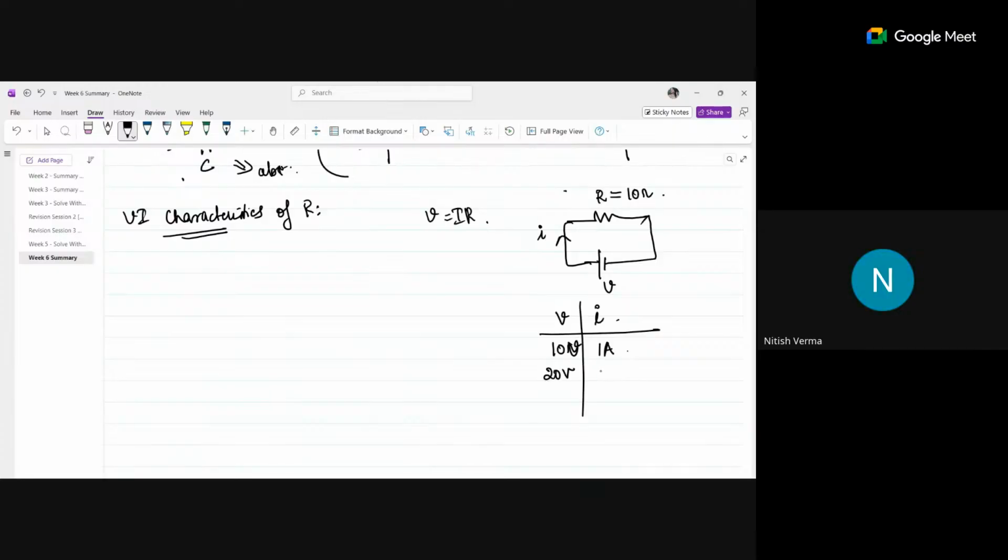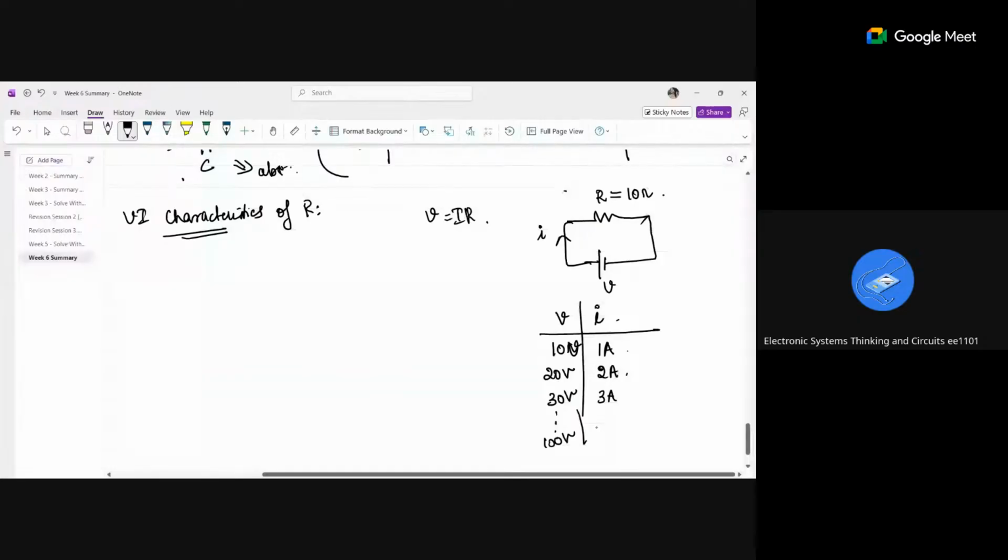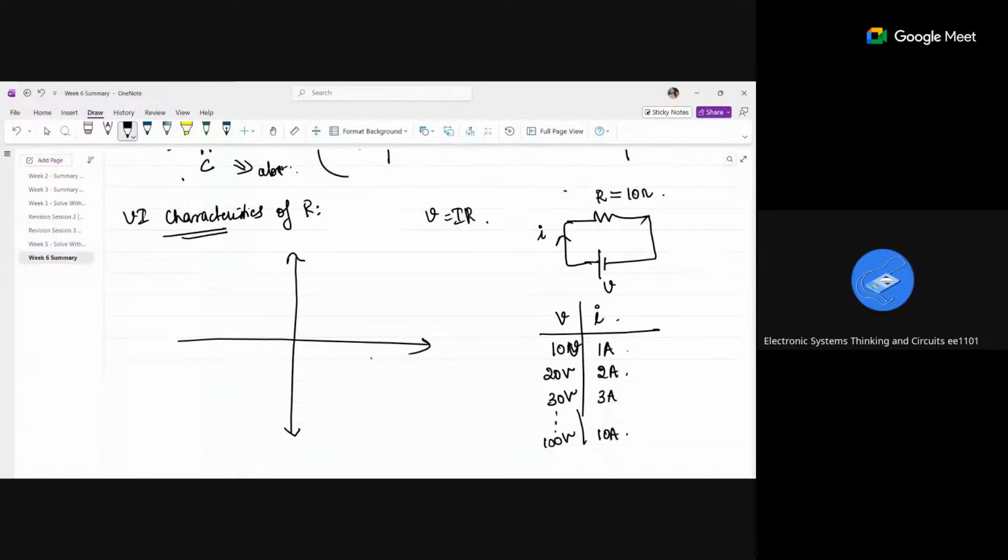Now I'm increasing the voltage to 20 volts. What is my current? 2 amperes. Now 30 volts. 3 amperes. Now I'm increasing by many folds, 100 volts, 10 amperes. Now I'm going to plot it. My x-axis is I, my y-axis is V.